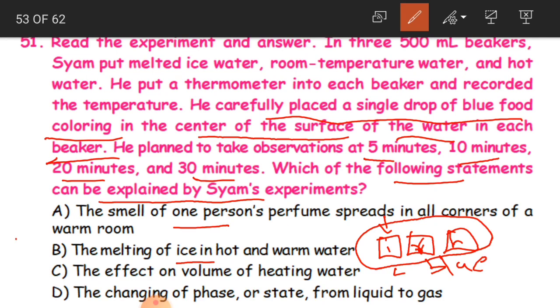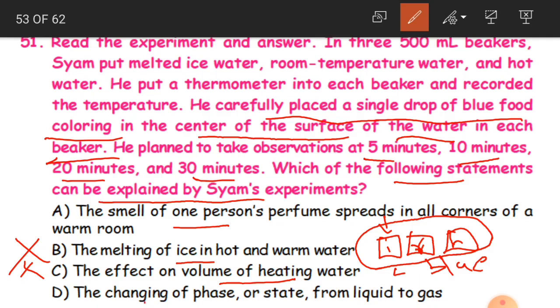No. So this is not the option. Correct answer. C is the effect on volume of heating water, in the sense the effect of quantity of water of heating water. Did we heat water here? No, we didn't do this. So this is also wrong.